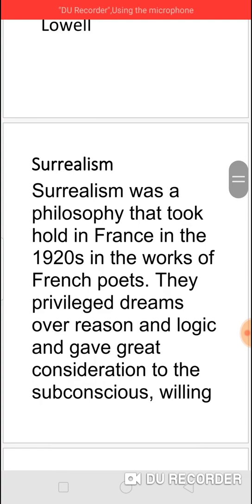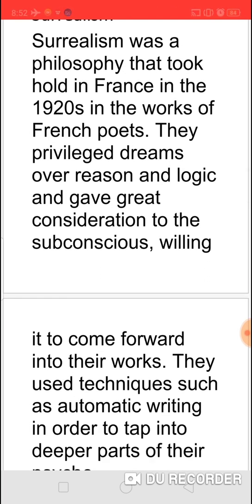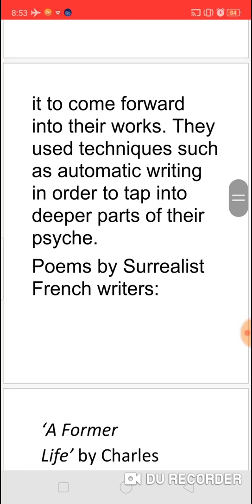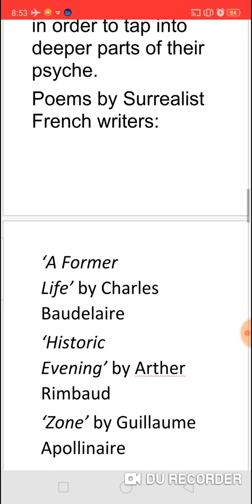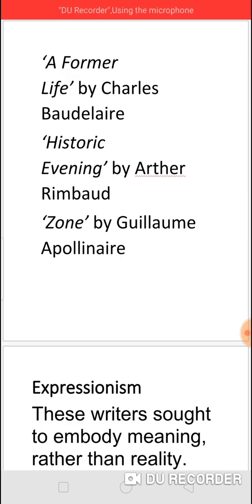Surrealism is a philosophy that took hold in France in the 1920s, particularly in the works of the French poets. They felt that the dreams they had were more important than reason and logic, and they gave more consideration to the subconscious, willing it to come forward into their works. They used techniques such as automatic writing, and whatever came to their mind, they just poured into the poems. Examples of poems by the surrealist French writers are A Former Life by Charles Baudelaire, Historic Evening by Arthur Rimbaud and Zone by Guillaume Apollinaire.